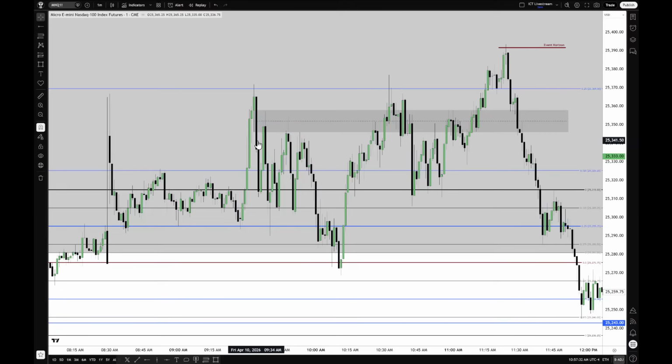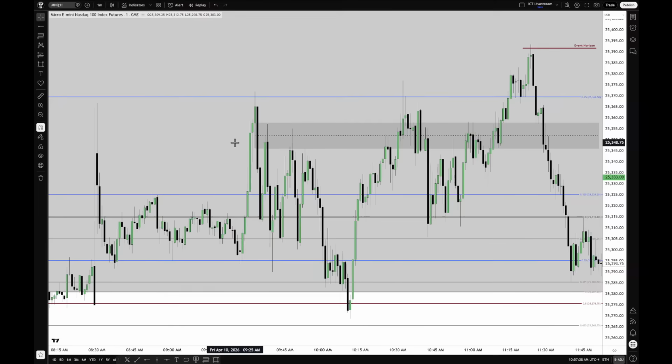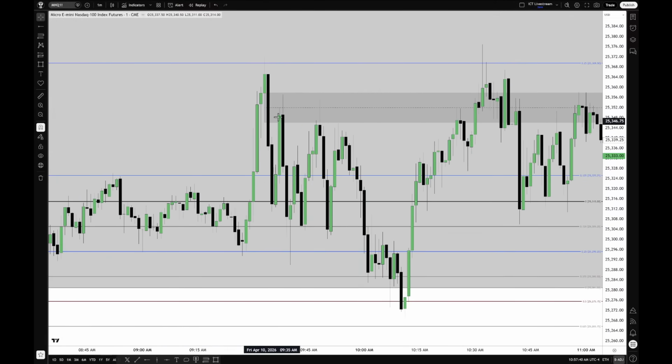So when we're looking at inefficiencies, if there's an inefficiency like this little gap here, this is what you see as the gap.